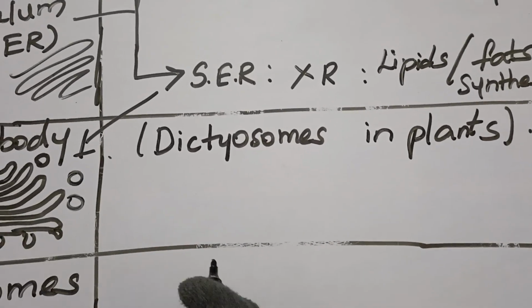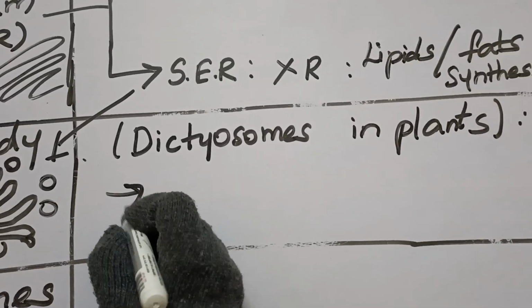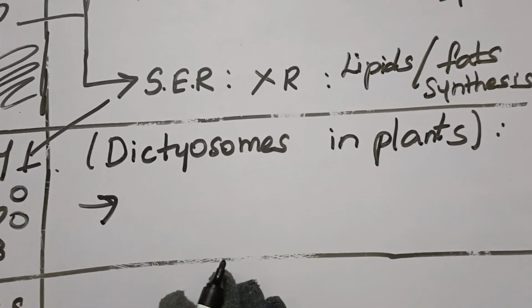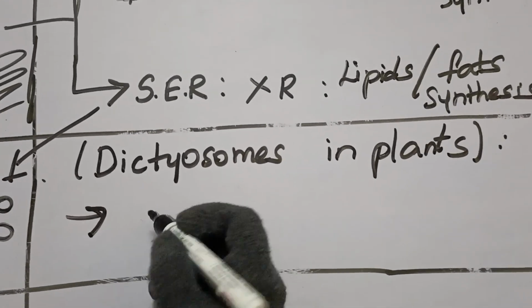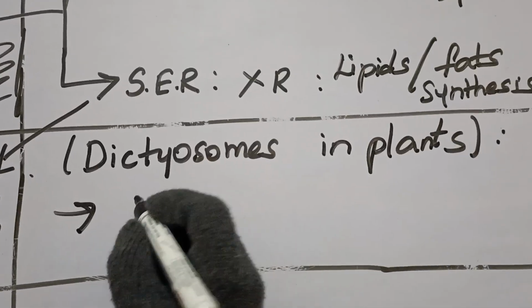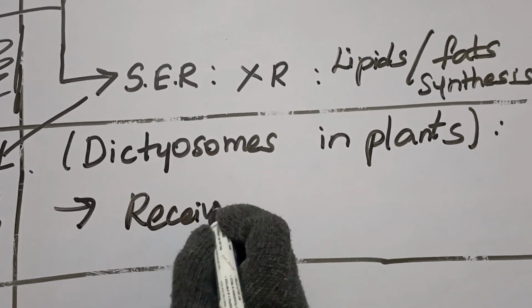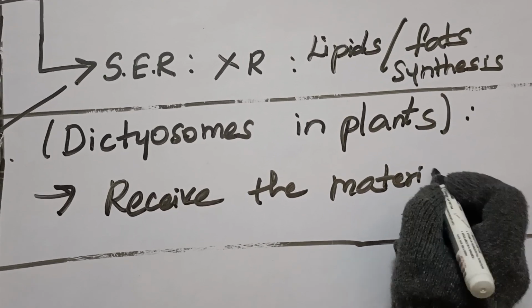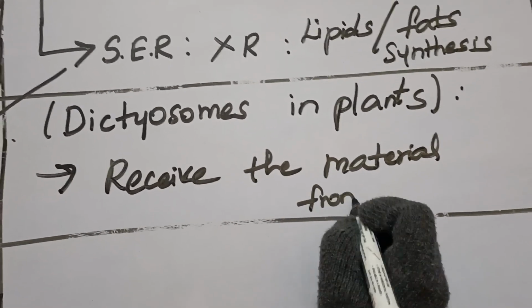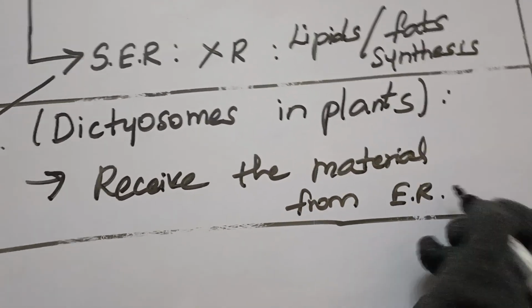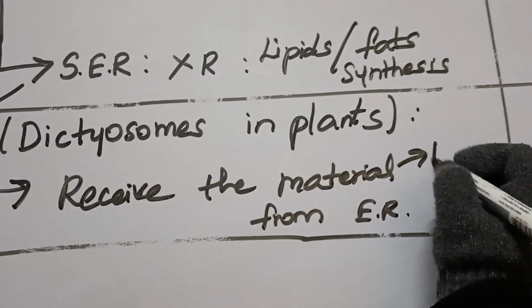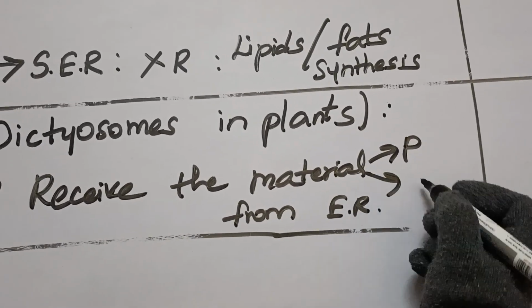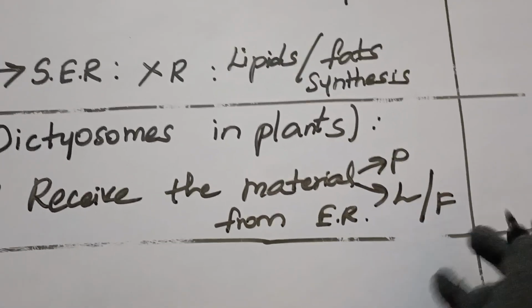So if we talk about the Golgi body, its main characteristic is that it is going to receive materials first. From where? From the endoplasmic reticulum. What materials is it going to receive? It is going to receive the proteins made. It is going to receive the lipids or fats made.